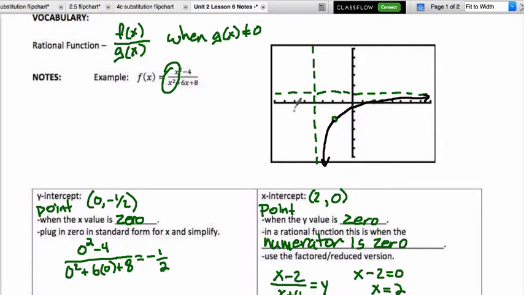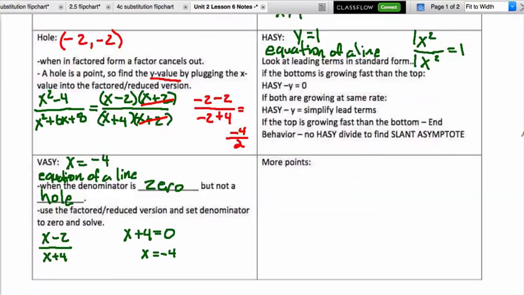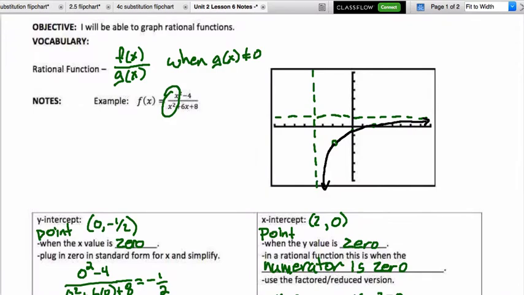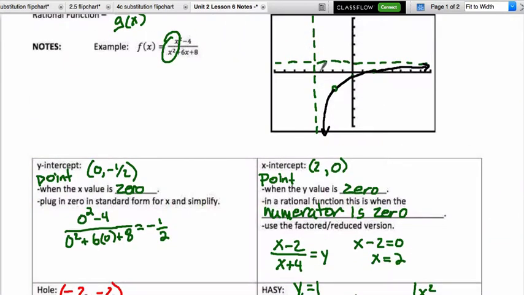So we just need to find out, is the graph over here below or above this asymptote? The way to do that is just to plug in some points. It doesn't matter if you use the reduced version or the original version of your equation, because you're still going to come up with the same answers. So what I'm saying is this is -1, 2, 3, 4, 5. Let's see what's happening at -5. Let's see what's happening at -6.